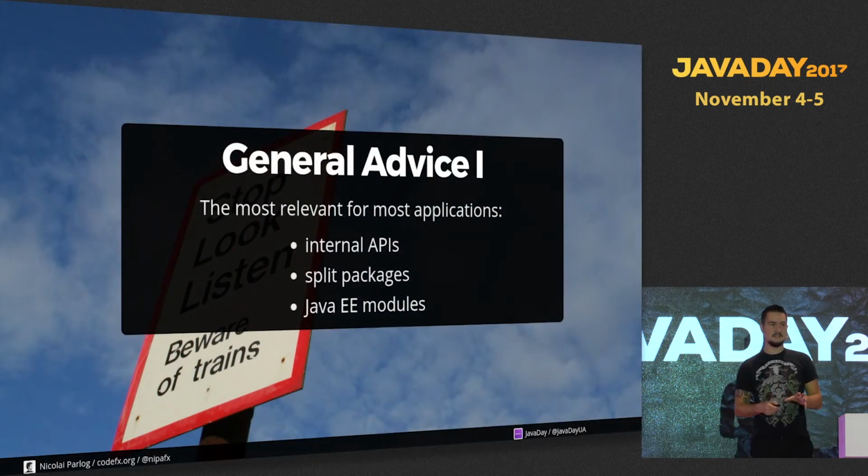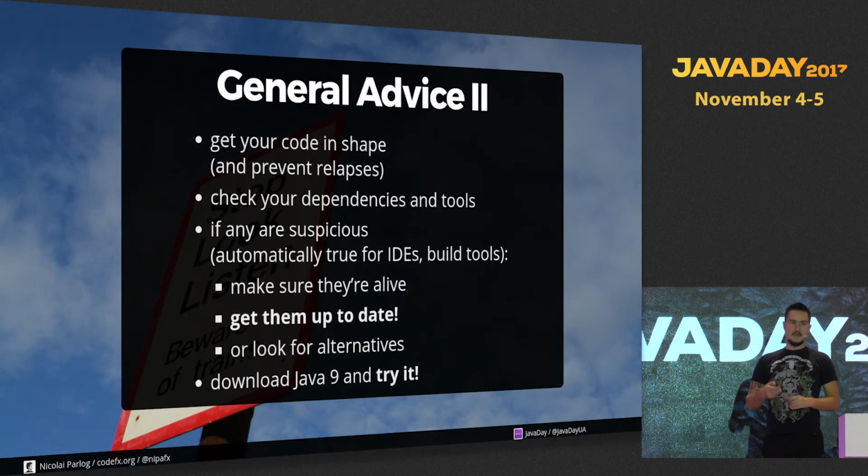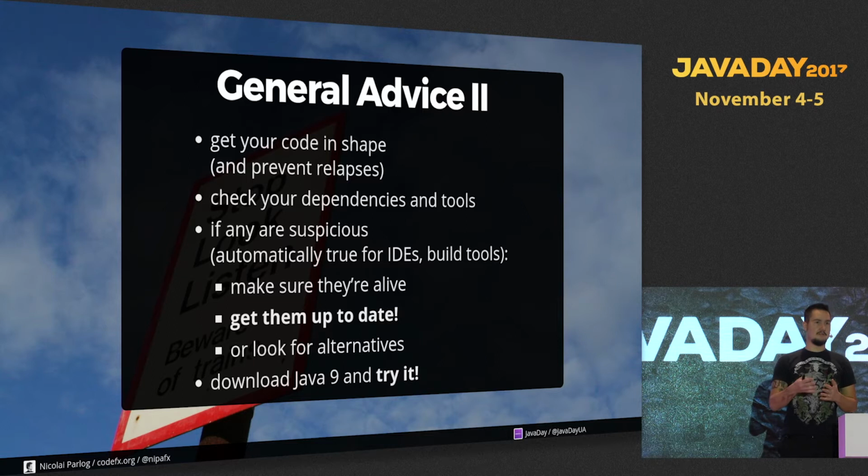Okay, so my general advice would be, these are the most relevant problems, and I told you how to go look for them. JDEPs is a great tool to get you started, give you a lot of information. And then if you're thinking about updating to Java 9, let's say you want to do that in the long term, but you don't have time for that right now.